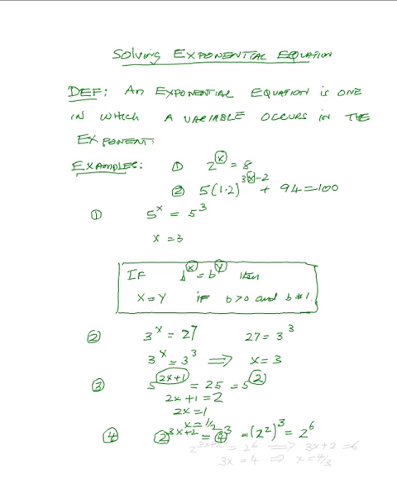Now we can say 2 to the power 3x plus 2 equals 2 to the 6th. According to the property we have been using, 3x plus 2 is supposed to be 6. So 3x is 4, and that says x is 4/3.